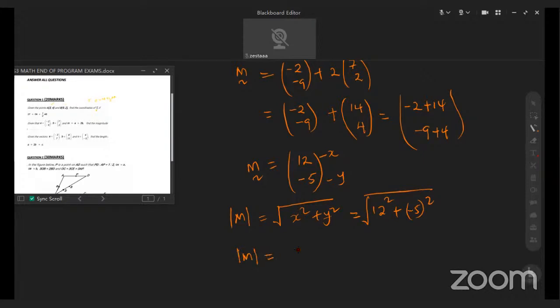So the magnitude of M will be equal to the root of 12 squared, which is 144, plus the negative 5 squared. What is -5 squared? Negative 25. Okay. So when you add them, what do you get finally?